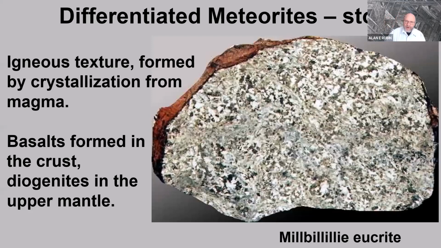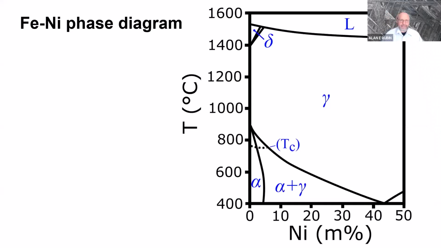The first type of differentiated meteorites are the stones. They have igneous textures formed by crystallization from a magma. The eucrites formed in the crust, and diogenites, another form of differentiated stony meteorite, formed in the upper mantle. The picture here is of the Millbillillie eucrite from Australia.